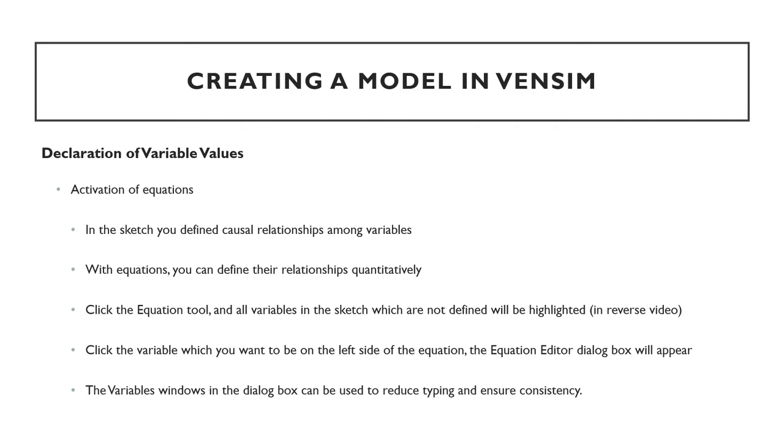In the declaration of variable values, we activate equations. In the sketch, you defined causal relationships among variables. With equations, you can define their relationships quantitatively. You click the equation tool, and all variables in the sketch which are not defined will be highlighted. When you click the variable which you want to be on the left side of the equation, an editor dialog box will appear. The variable windows in the dialog box can be used to reduce typing and to ensure consistency.